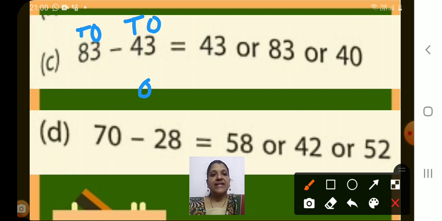And numbers at tens place are 8 minus 4. So what is 8 minus 4? 4, correct. So the correct answer is 40. Let's circle over here. Good.